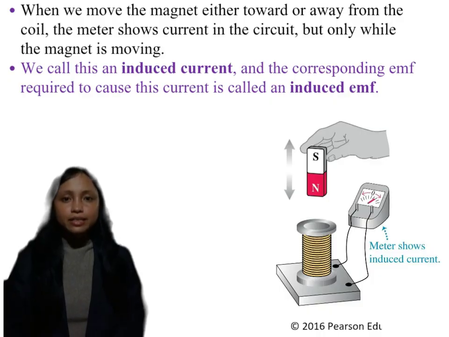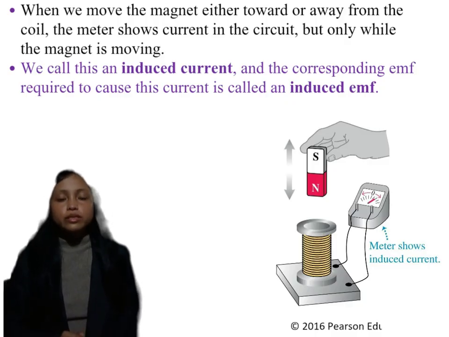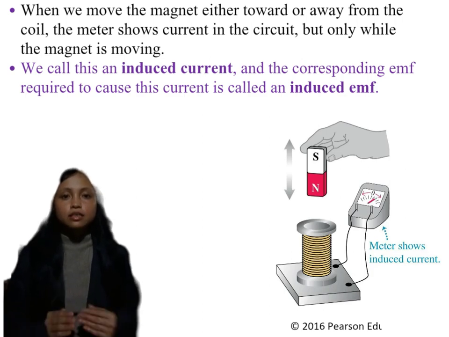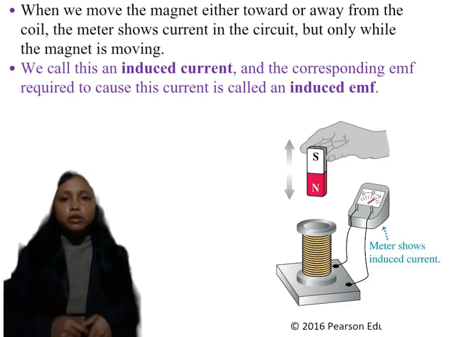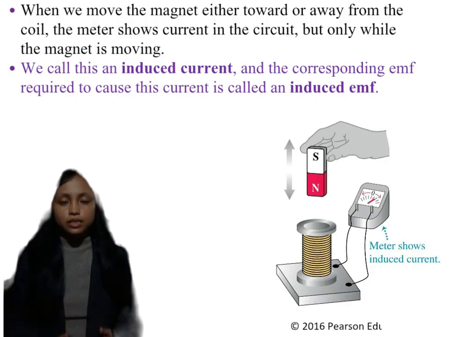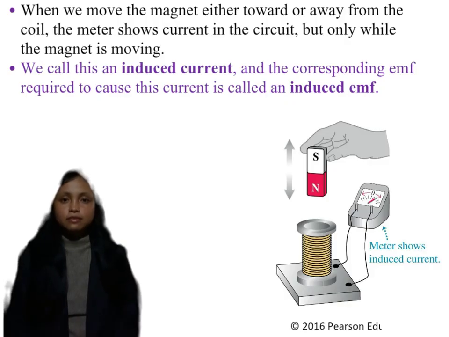When the magnet is moved towards or away from the coil, the galvanometer deflects. This current exists only while the magnet is moving. Once the motion stops, the current disappears. We call this current an induced current, and the cause is an induced electromotive force.